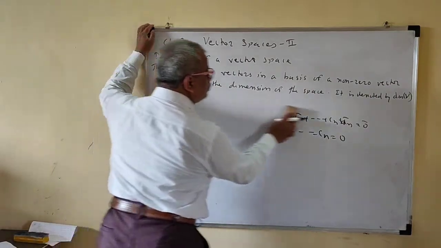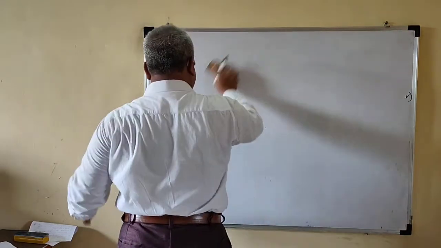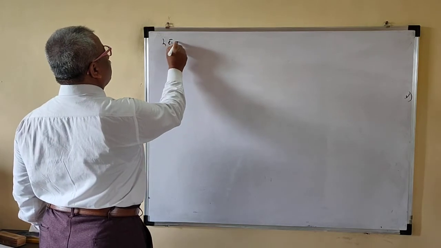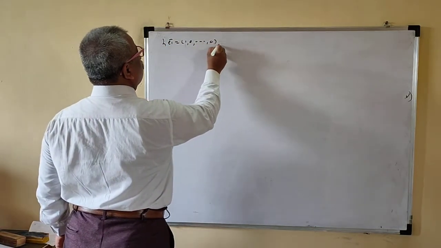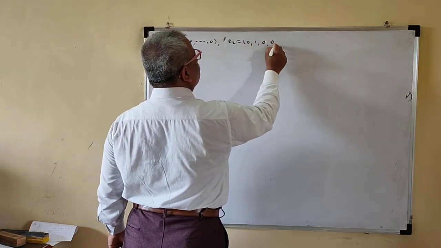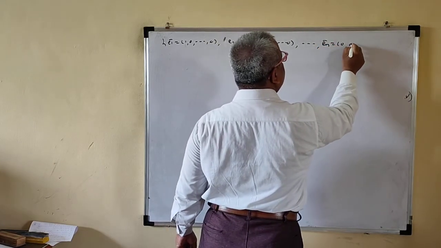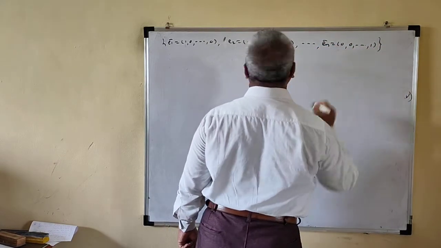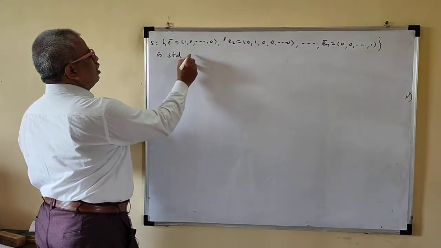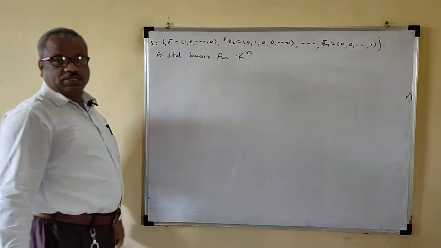Now we'll see some standard sets so that the dimension is known to you. Here e1 bar is equal to (1, 0, 0, ...), e2 bar is equal to (0, 1, 0, ...), where the second place is 1, and so on, up to en bar equal to (0, 0, ..., 1), where the nth place is 1. So this set S is the standard basis for Rn.